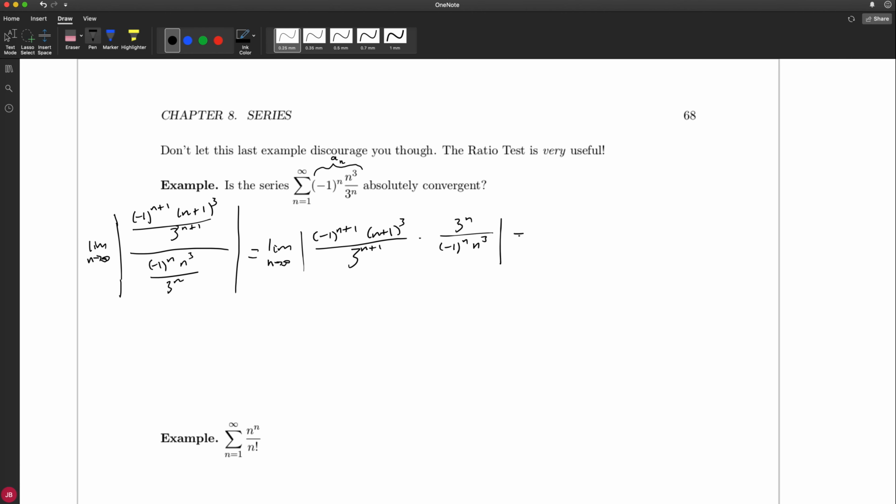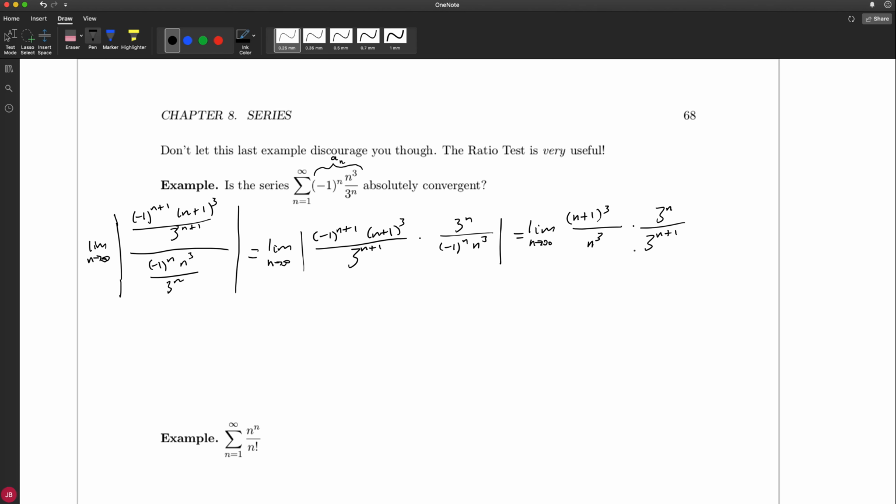All right, so the key observation here is that alternating parts get killed by the absolute value. Let's remember that all the way back from section 8.1. And so that kills the minus 1 to the n plus 1 and the minus 1 to the n. And then the next thing I'm going to do is arrange it so that things that kind of look like each other are stacked on top of each other. So what I mean by that is look at the following. This n plus 1 to the third, well, it's kind of like this n cubed here, right?